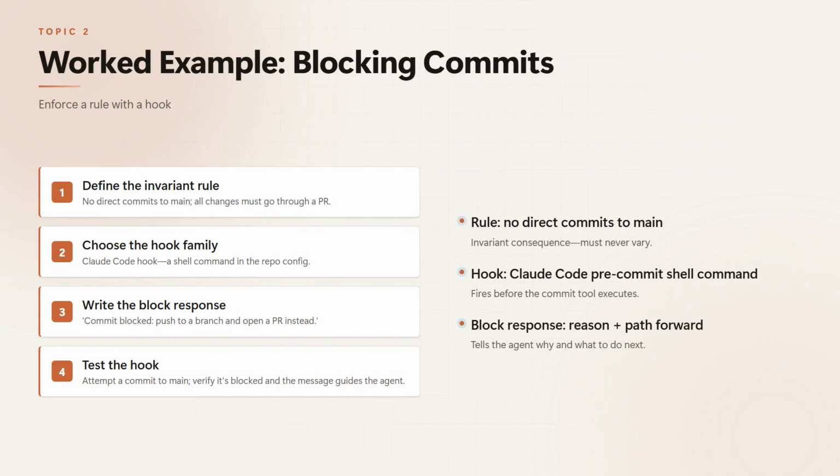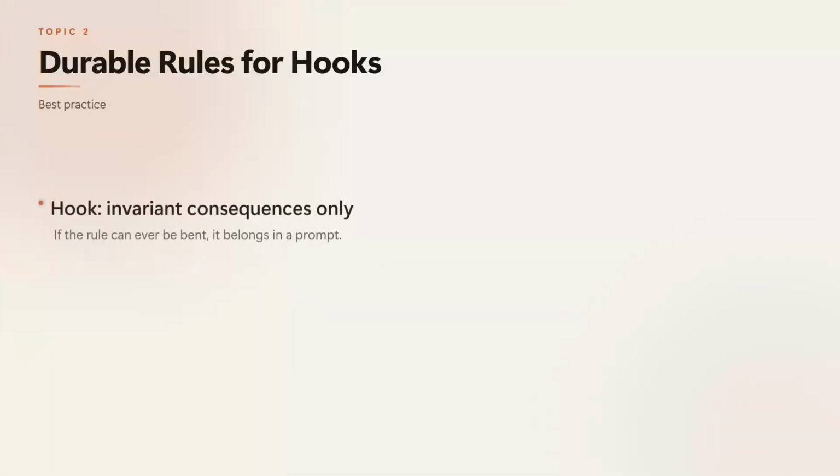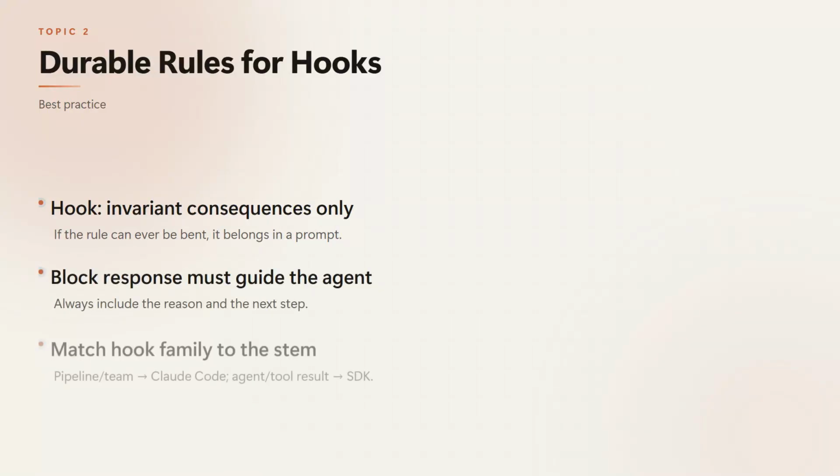The alternative, a bare refusal, leaves the agent stuck, unable to proceed. The other cases, like blocking writes outside the workspace or secrets in a diff, follow the same pattern and are on the page. The durable rule: use a hook only for invariant consequences, rules where variance is unacceptable. If the rule can ever be bent, it belongs in a prompt.